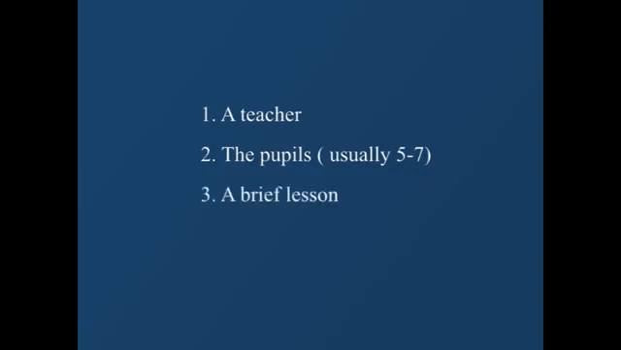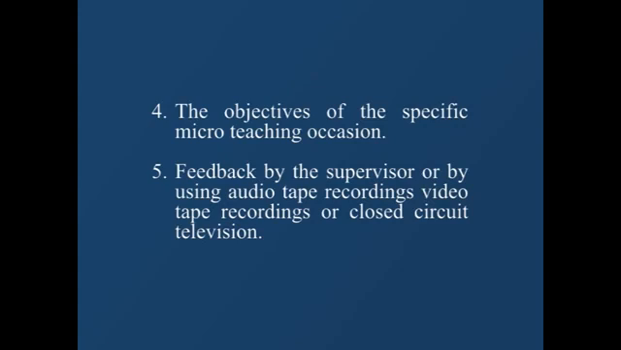There are some components of microteaching. They are number 1, a teacher. Number 2, the pupils, usually 5 to 7. Number 3, a brief lesson. Number 4, the objectives of the specific microteaching occasion. And number 5, feedback by the supervisor or by using audio tape recordings, videotape recordings or closed-circuit television.